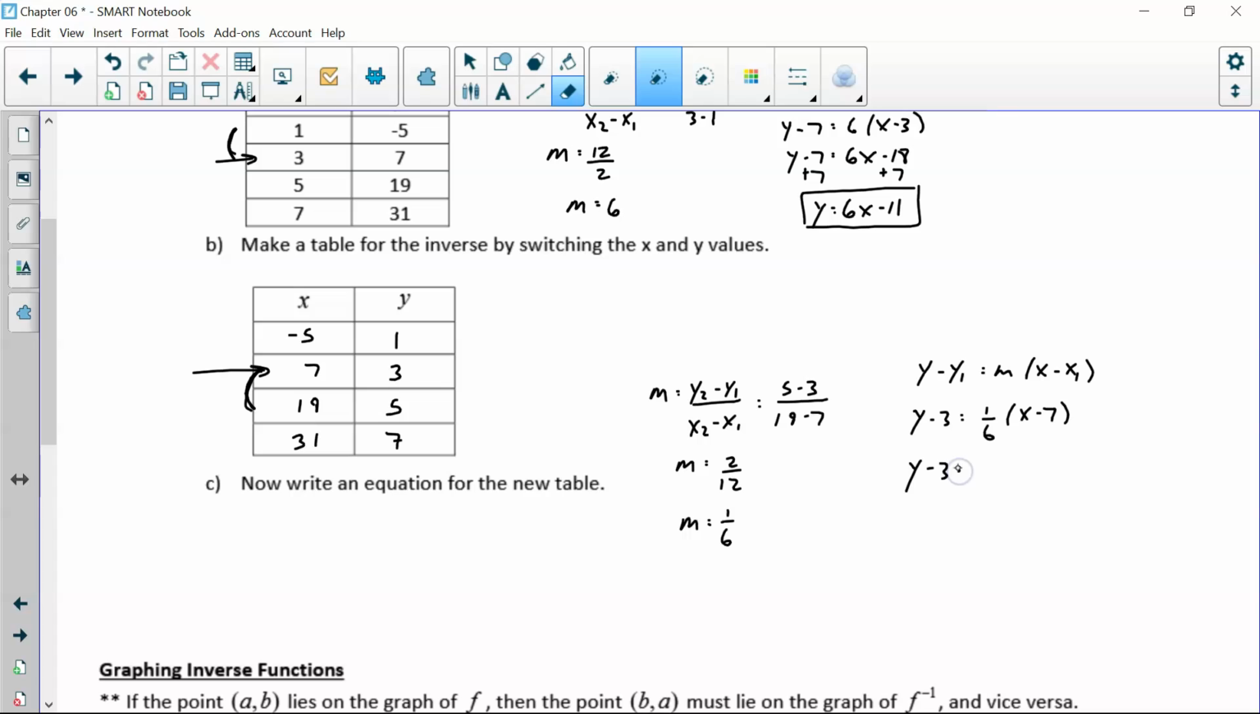y minus 3 equals, now we distribute the 1/6. We get 1/6 x minus 7/6. Add 3 to both sides. So y equals 1/6 x minus 7/6, and that's a 3 over 1. So we multiply by 6 over 6, we get plus 18 over 6 to get that common denominator. So y equals 1/6 x plus, negative 7 plus 18 is 11 over 6. And there is the equation for the inverse.